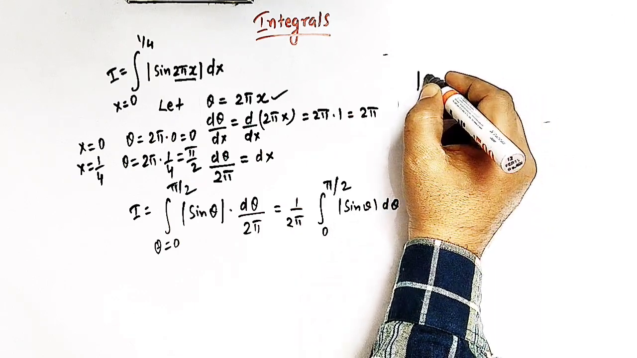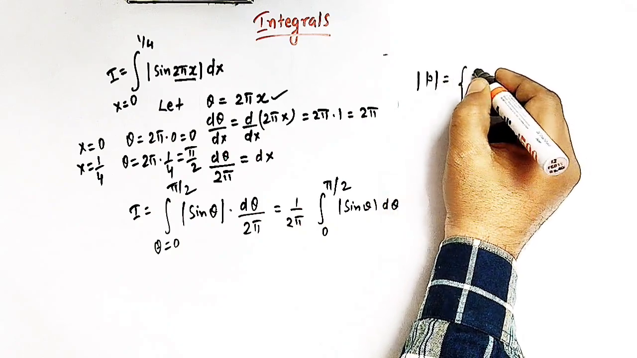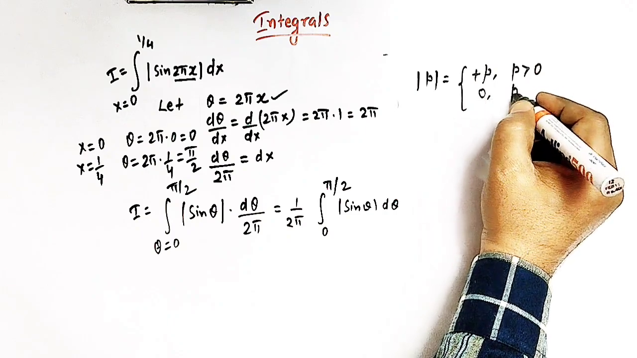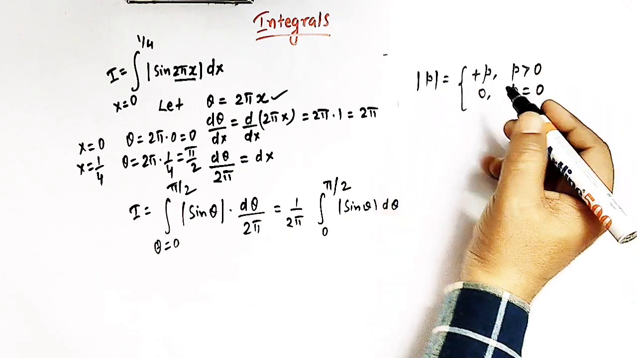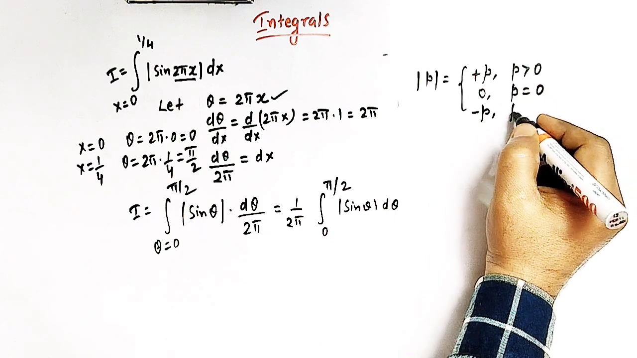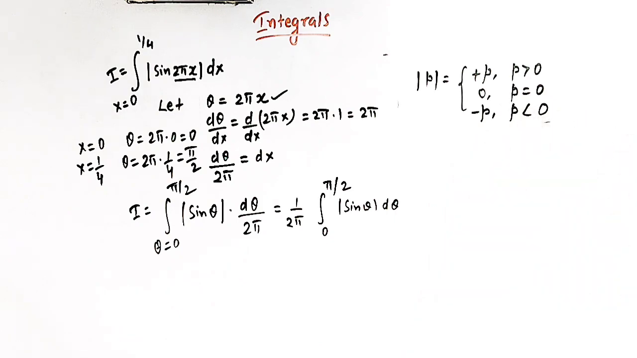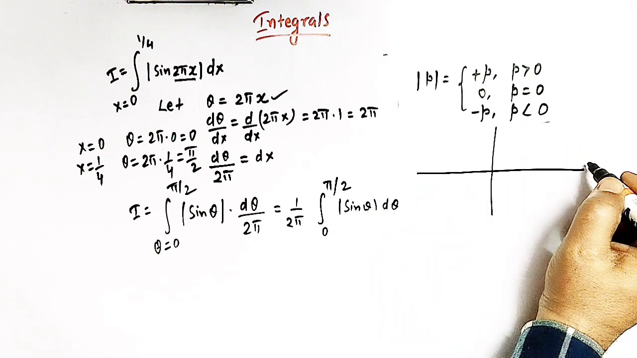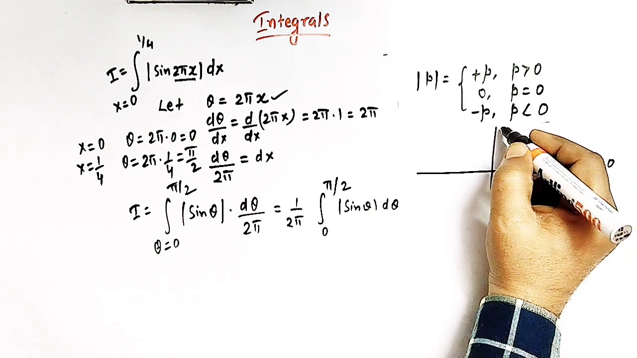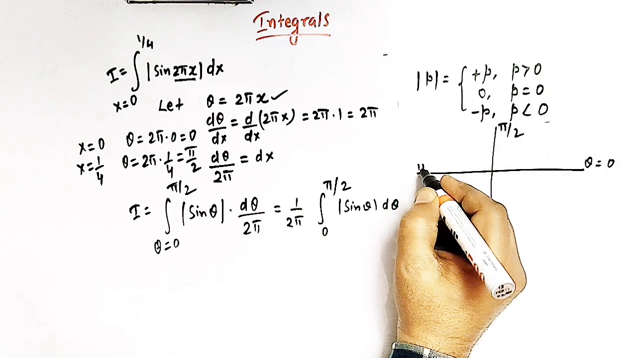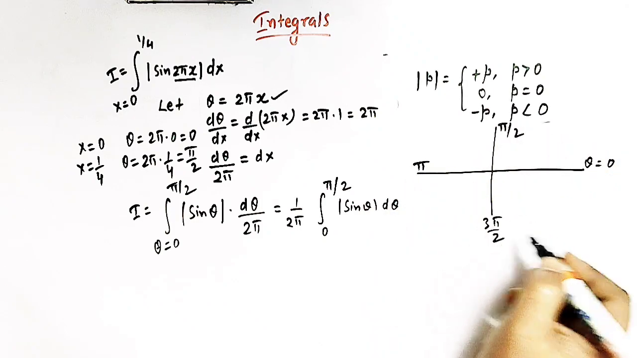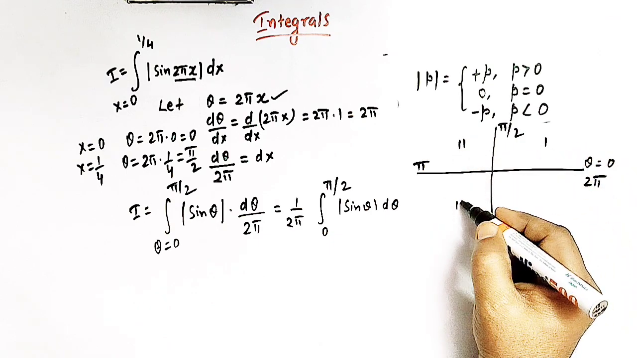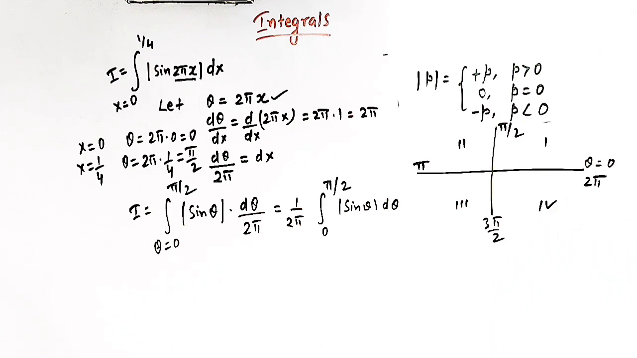Now see, we know that mod of p is defined as positive p whenever p is greater than 0, and mod of p is 0 when p is equal to 0, and mod of p is equal to negative p whenever p is less than 0, right? And here if we look at the four quadrants, then here we have theta 0, here we have pi by 2, here we have pi, here we have 3 pi by 2, and then we have here a 2 pi. So this is the first quadrant, this is second, this is third, and this is fourth, right?